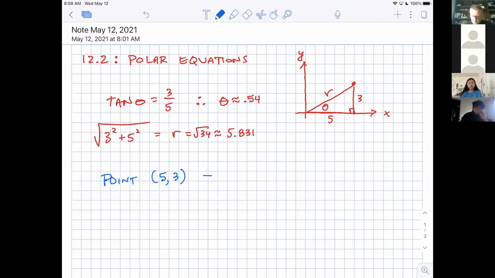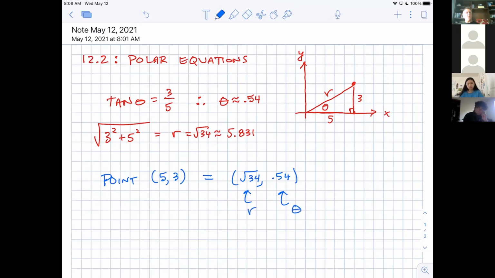but that is also equal to what in the world of polar you say is the square root of 34 and 0.54. In other words, that is the angle and that is the radius. Now I said that backwards. That is the angle and that is the radius.